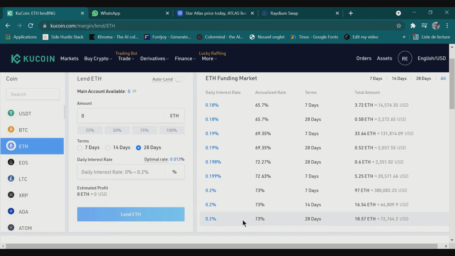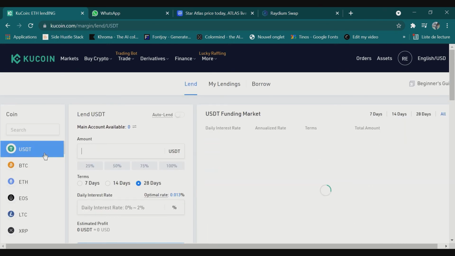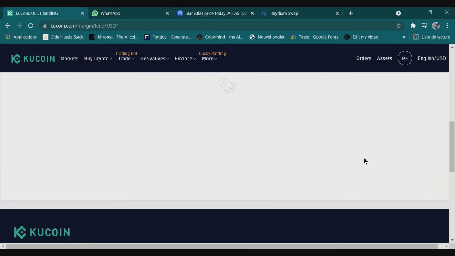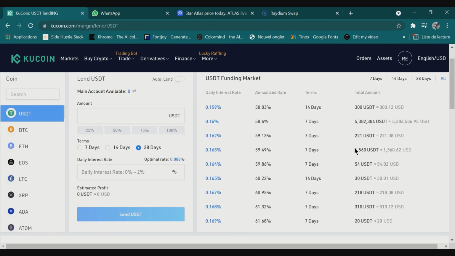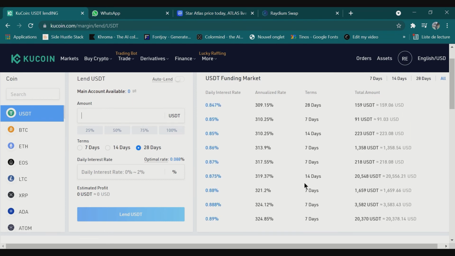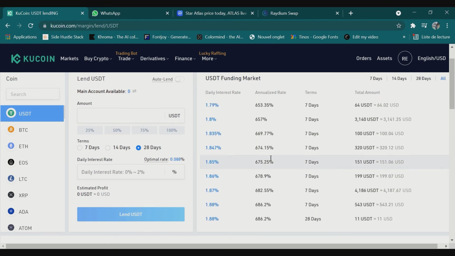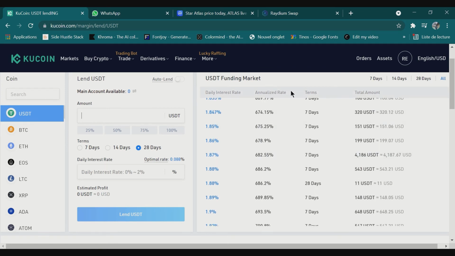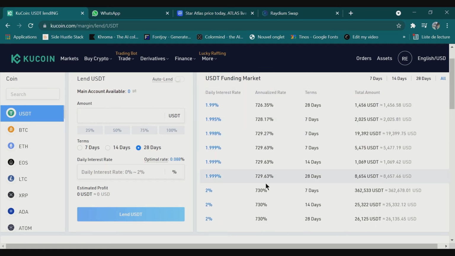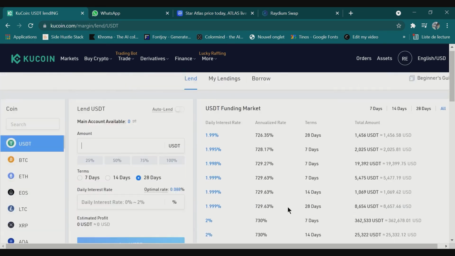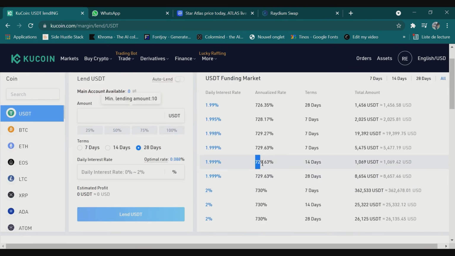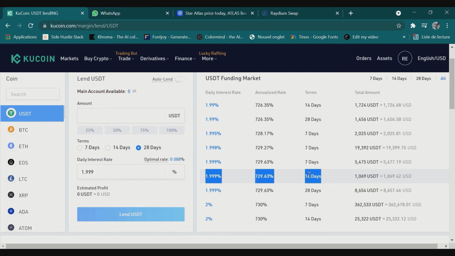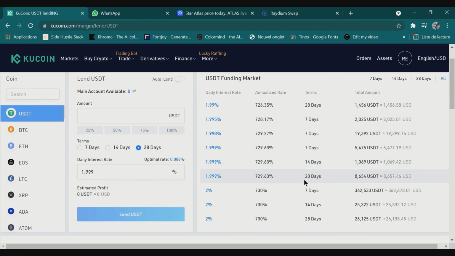You can get some better return on investment if you go for other cryptos. USDT is usually interesting because it's not going to go bankrupt. ETH isn't going to go bankrupt either, but what I mean is you can get an annualized rate of up to 700%, which is, I gotta say, insane. 729.63% annualized rate for a daily interest rate of 1.99%. 28 days is pretty much what you would need to give out.